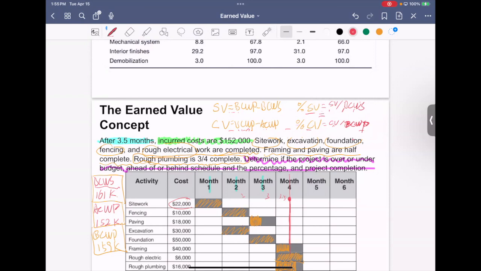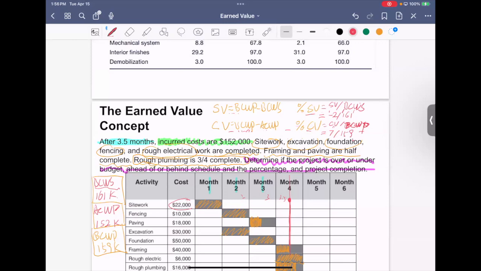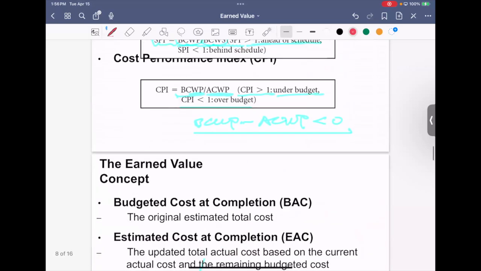So what's the number here? Here is -2 divided by what? BCWS is 161. And here CV is 7. 7 divided by BCWP is 159. And you give the number with percentages and give the number with percentages. Since this one is less than 0, that means you are... the percentage of SV less than 0 means what?